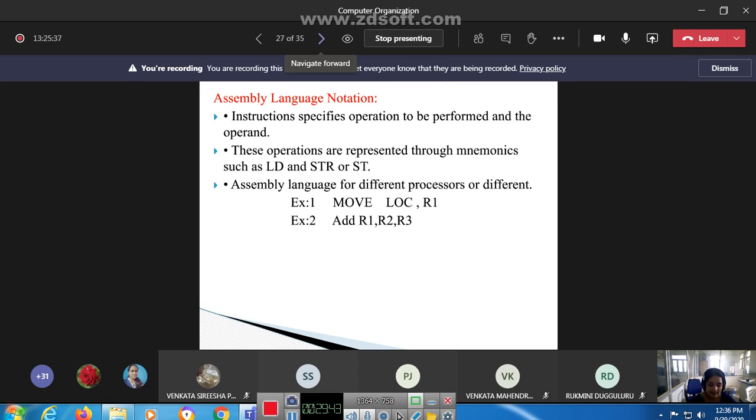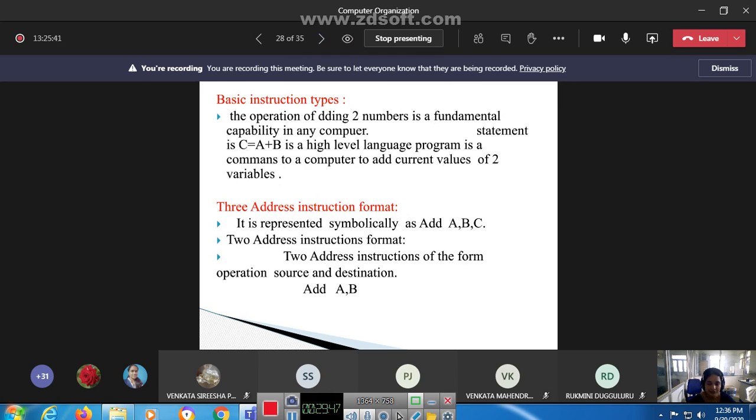ALN, okay, assembly language notation. Next, coming to our basic instruction types. So the operation of adding two numbers is a fundamental capability in any computer. So adding two numbers is a common thing we know in the computer. It is a common operation we are performing in the computer.